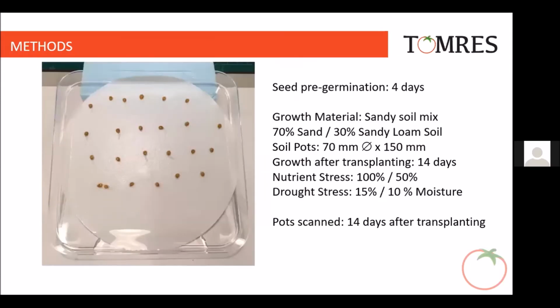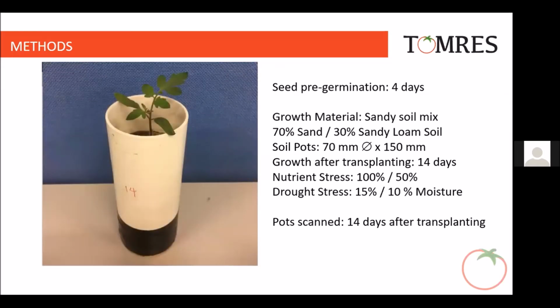So within TOMRES, we have grown these tomatoes at quite a seedling stage. Generally they're pre-germinated for about 4 days, and then they're grown in a mixture of sandy soil, which is much easier to control the nutrient level in. We wanted to start off with something that was quite low in nutrients and be able to supplement it to get a higher nutrient status. In this project, the pots are about 7 centimetre diameter, about 15 centimetres long, and the plants are grown for 14 days.